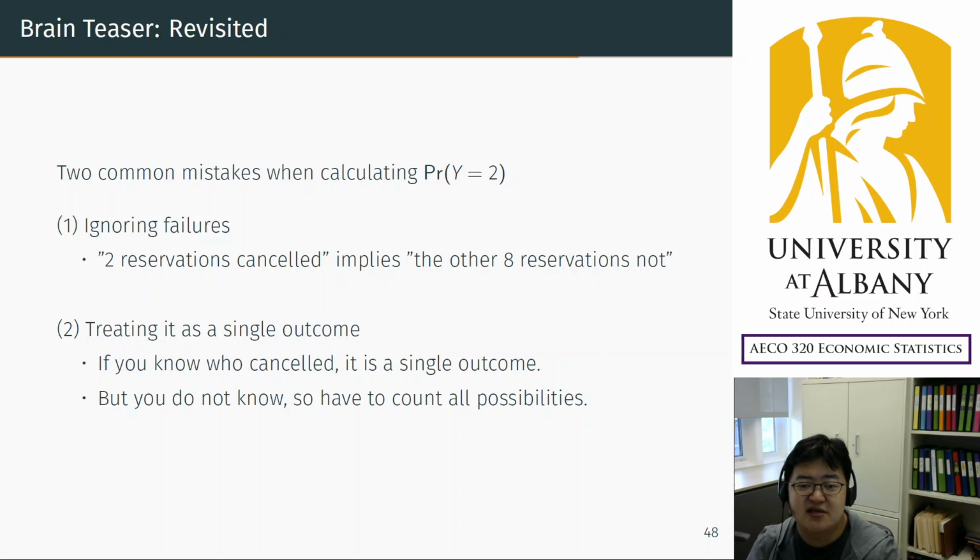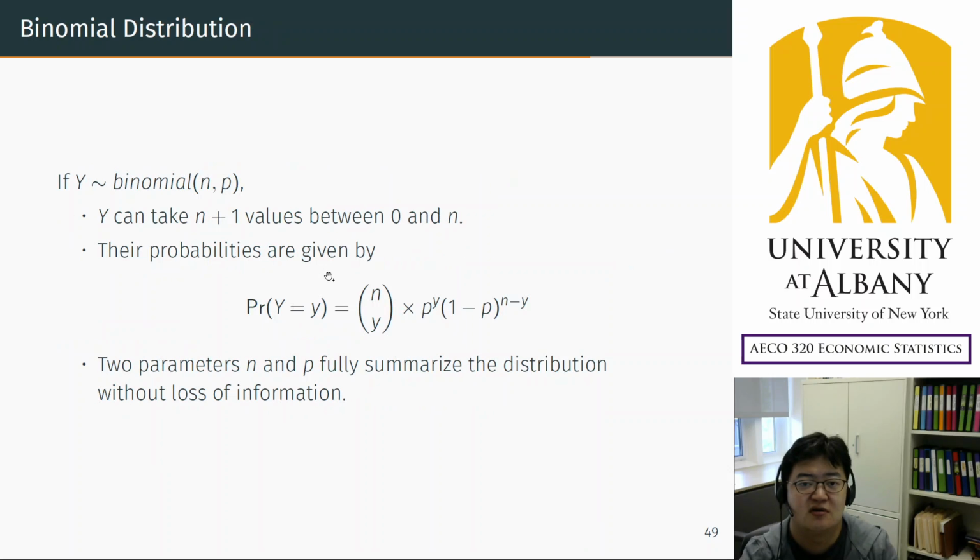And another problem is not counting the combinations. So two reservations are canceled. People think it's just one outcome, but actually not. I showed you there are 45 possible outcomes. So we have to think about the different possibilities. Counting all the possibilities is also important in calculating the binomial distribution. So this is how we obtain the general probability formula for the binomial distribution.